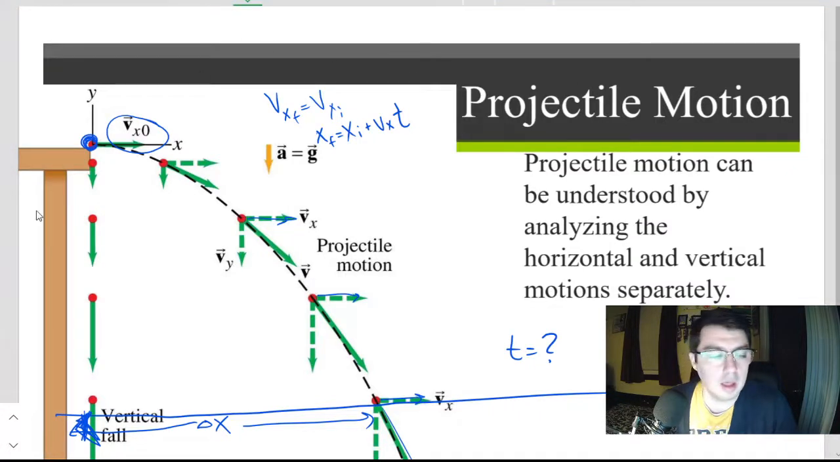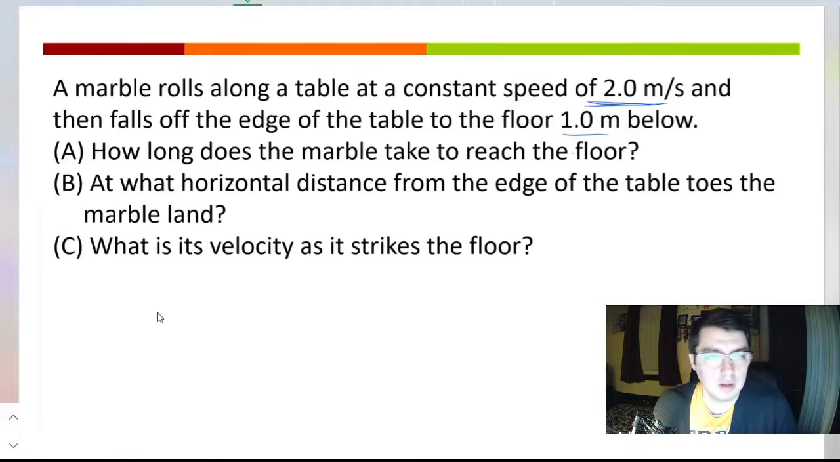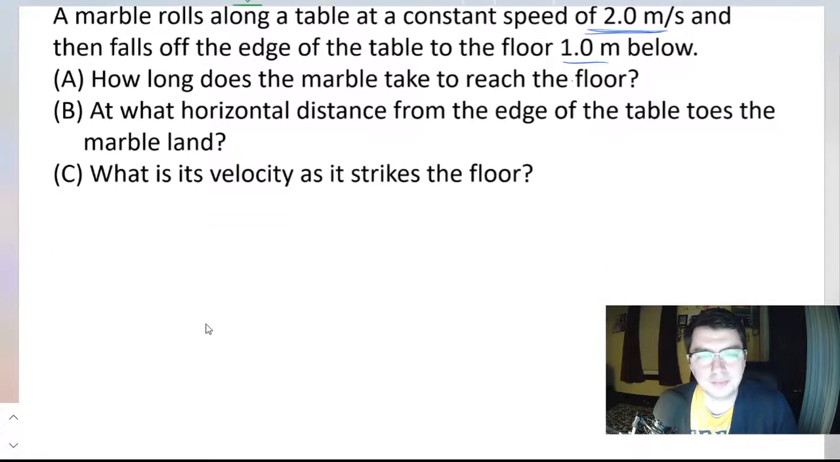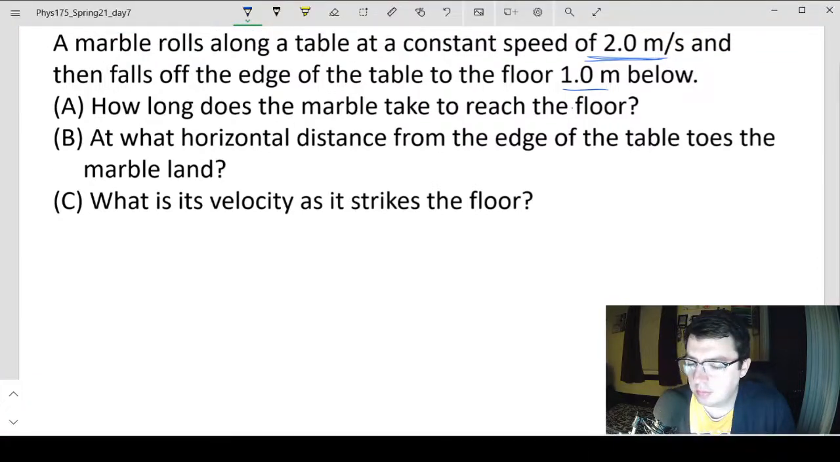So in this problem here is the problem that we started working last time. So we have, I'm going to just pause just for a second. Okay, I wanted to resize my window. So the marble rolls along at a constant speed.